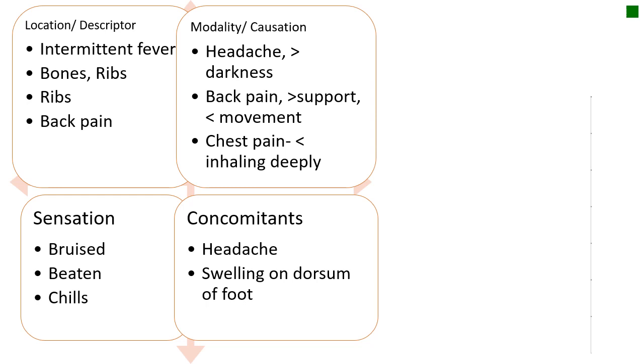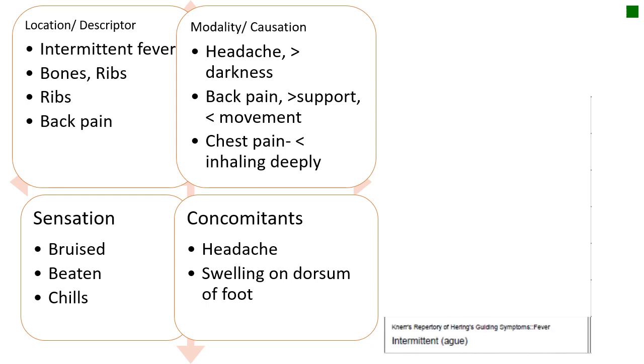If we were to count the concomitants or the comorbidities, well, we can say that headache is one of them because it is not directly related to pain in limbs or muscles. And also there is a swelling on the dorsum of the foot accompanied with some black patches.